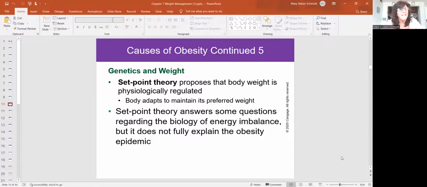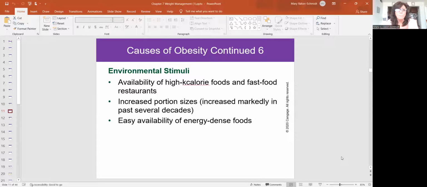There's a theory called set point theory that proposes body weight is physiologically regulated. So your body should adapt to its preferred weight. But set point theory does answer some questions about biology of energy imbalance, but it doesn't help with the obesity epidemic. So this is where we have to say, how much of this is environmental? Because this country is obese, sadly.